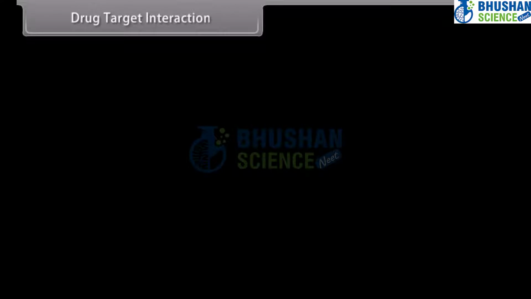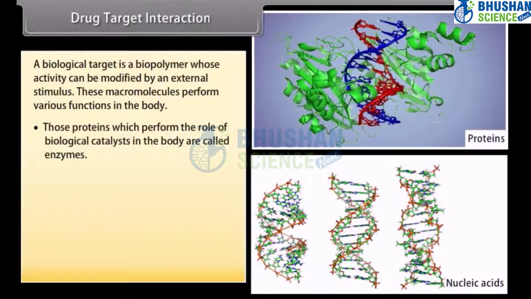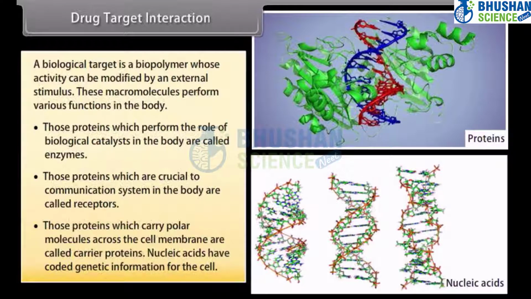Drug-target interaction. A biological target is a biopolymer whose activity can be modified by an external stimulus. These macromolecules perform various functions in the body. Those proteins which perform the role of biological catalysts in the body are called enzymes. Those proteins which are crucial to communication system in the body are called receptors. Those proteins which carry polar molecules across the cell membrane are called carrier proteins. Nucleic acids have coded genetic information for the cell.